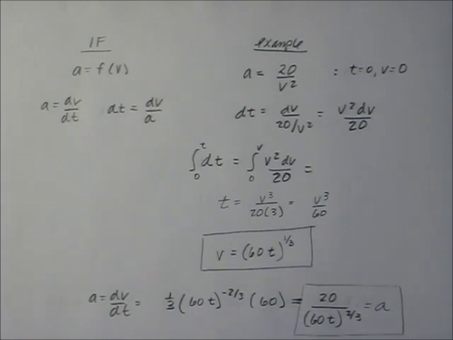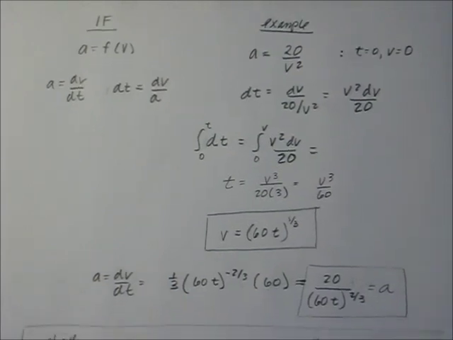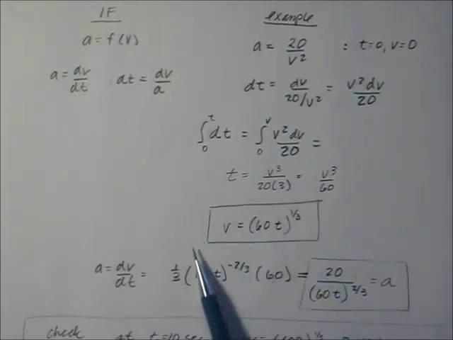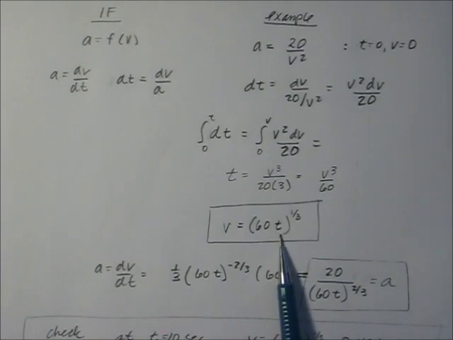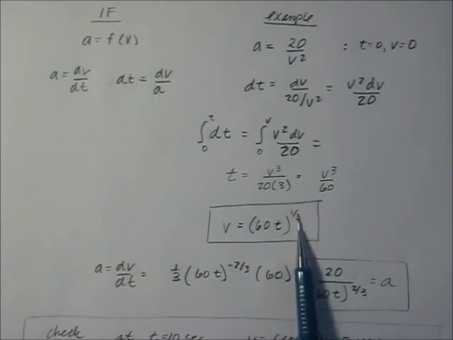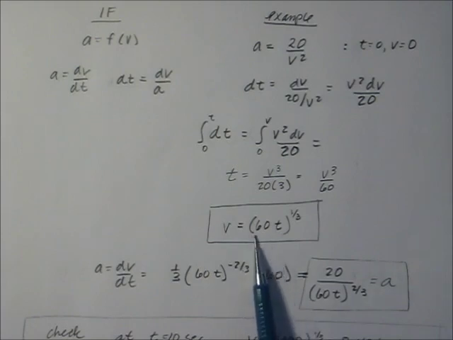If I want to find acceleration as a function of time, I can take a is equal to dv dt. That's equal to, bringing the 1/3 over, 60t on the inside, and then 1/3 minus 1, so that would be raised to the minus 2/3. But then I still have to take the inside derivative, so that'd be 60. Evaluating that, I get a. So 20 over 60t to the 2/3 is equal to acceleration.